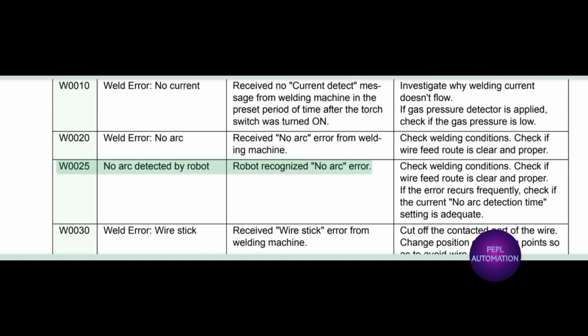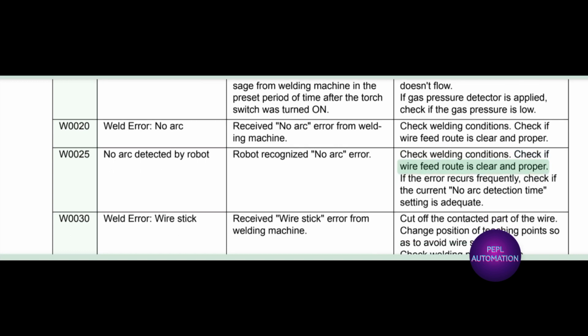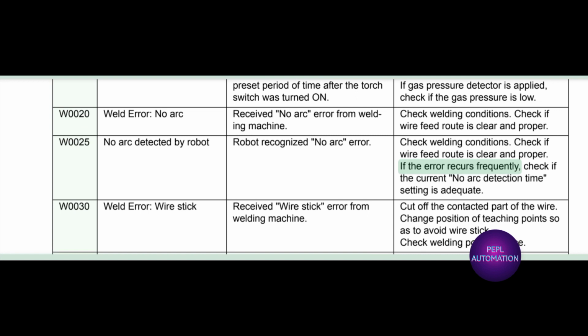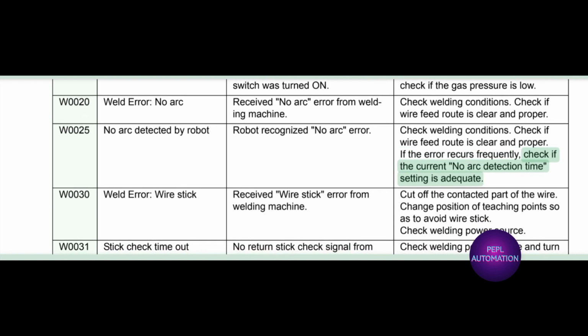W0025 no arc detected by robot. Recognized no arc error. Check welding conditions. Check if wire feed route is clear and proper. If the error occurs frequently, check if the current, no arc detection time setting is adequate.